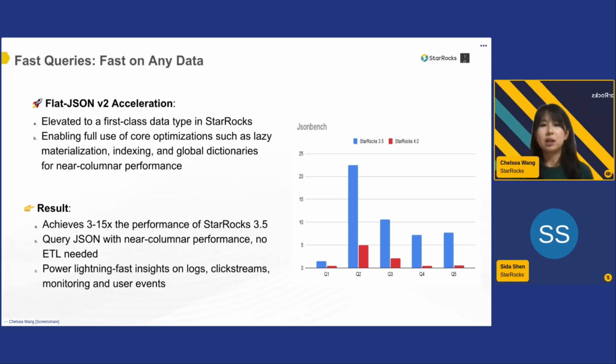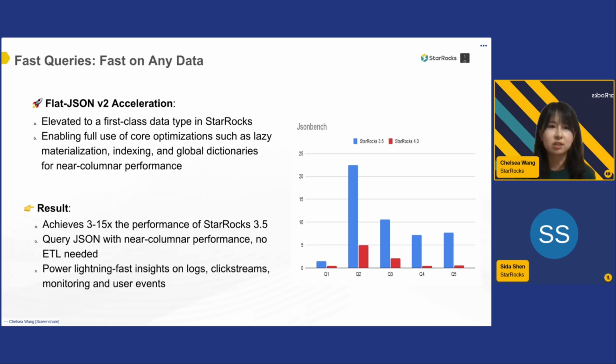And now let's talk about the data type that has always been tricky to optimize, JSON. Yeah, JSON is everywhere these days. Like you have app logs, event streams, user profiles. Yeah, but the problem is querying JSON has always been slow and painful.